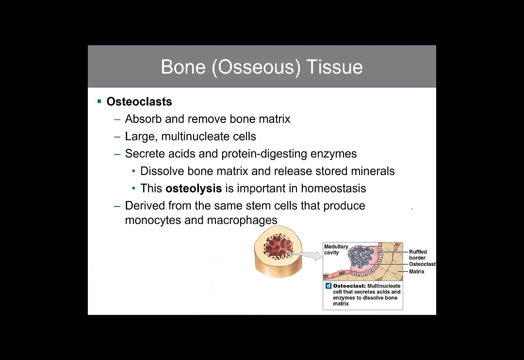And then lastly, the osteoclasts. They absorb, they remove the bone matrix. They literally dissolve it with the enzymes and the acids that they produce. They're large, multinucleated cells. We refer to that process of dissolving bone as osteolysis, where lysis means to break.